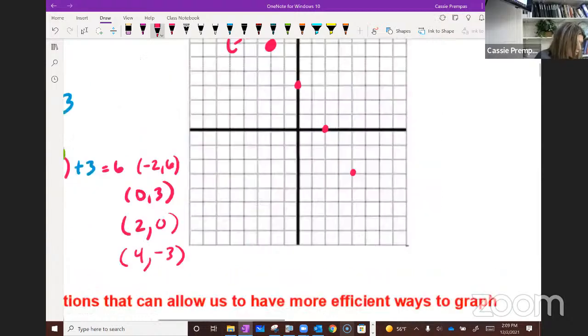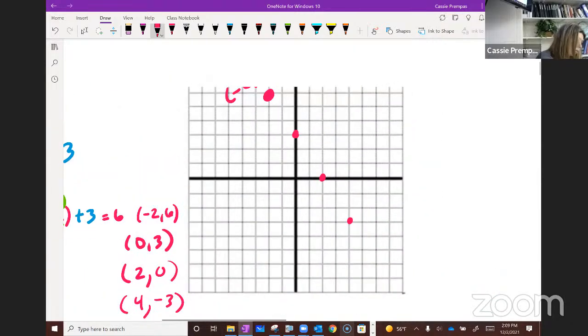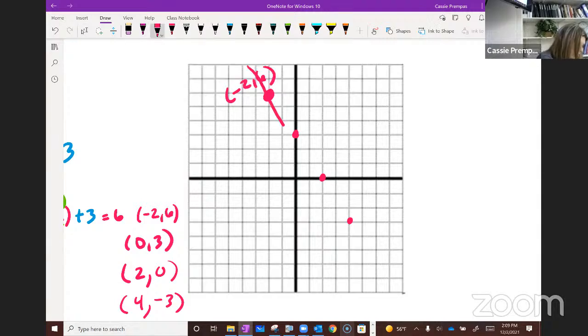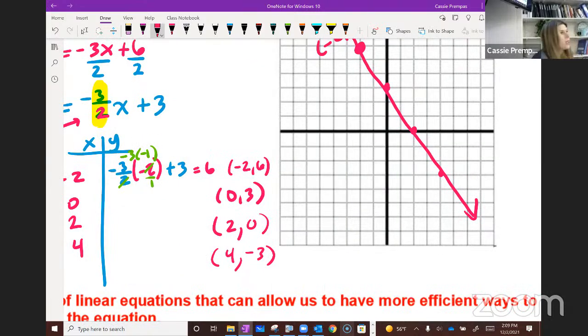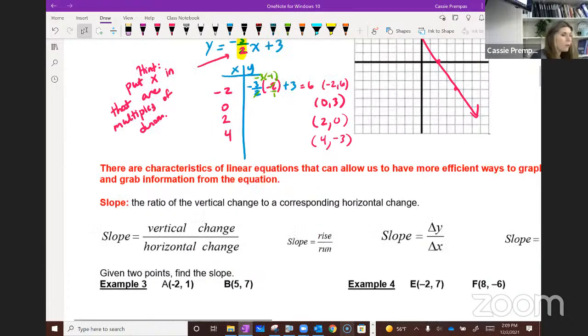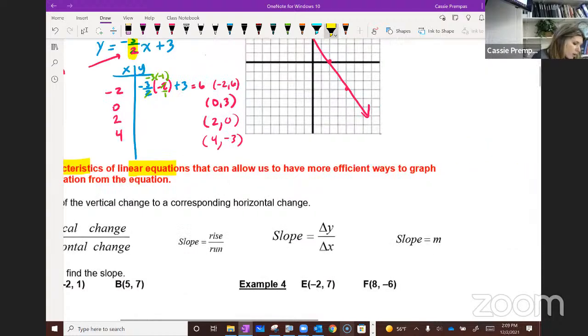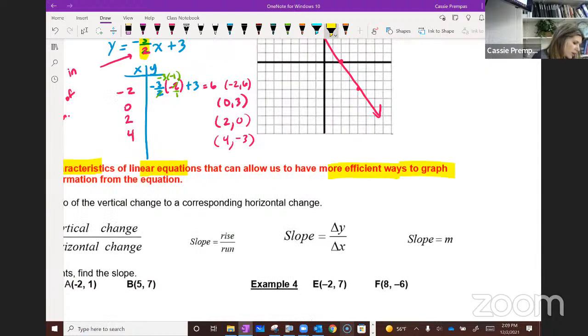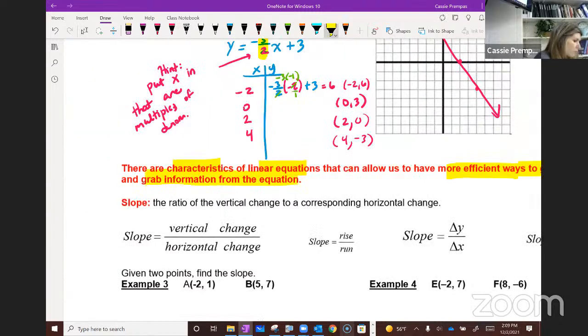Now, some of you I saw used your understanding of slope-intercept form, which we will be looking at. But if you're asked to show the algebra in a table on next week's quiz, I would want to see that you know how to use that table. So do you know how to plug it in and get your output for y? Okay. Those of you who use slope-intercept form, you know a lot of probably what we are going to be learning today and tomorrow. There are characteristics of linear equations that can allow us to have more efficient ways to not only graph, but also to grab information from the equation.